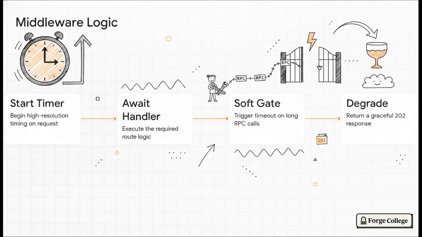Here's how our digital bouncer actually operates in 4 simple steps. First, it starts a high-resolution timer. Second, it awaits the route handler to do its job. Third, if an on-chain blockchain call takes way too long, it triggers a soft gate timeout. And finally, instead of crashing the app and leaving the user staring at a broken, frozen screen, it performs a graceful degradation. It returns a 202 HTTP status with cached partial data. It's essentially telling the user, "Hey, we're working on it, here's what we have so far," rather than just slamming the door in their face. It keeps the experience completely smooth even when the backend server is sweating under a heavy load. It's just a massive win for user experience.